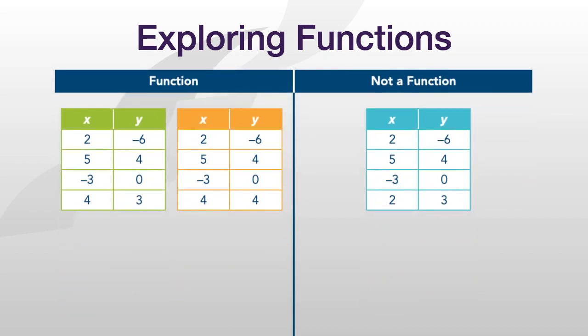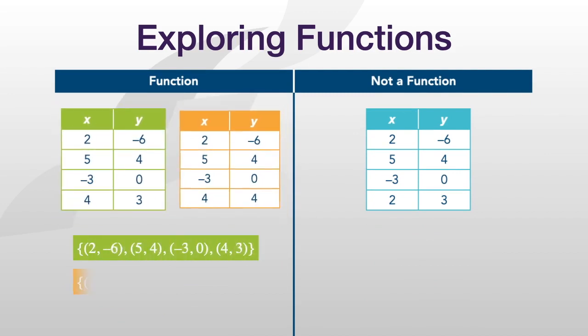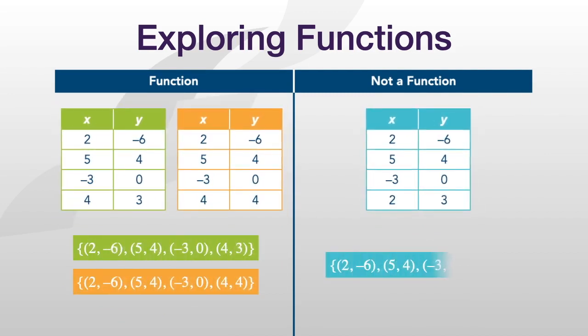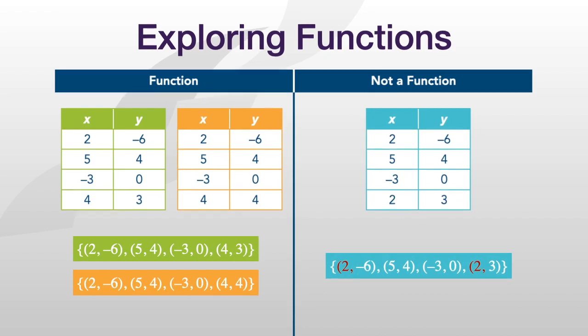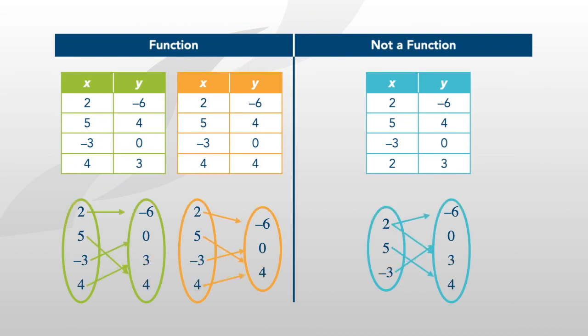We can use similar reasoning to recognize functions with other representations too. For example, in sets of ordered pairs. For the non-function, we can identify two ordered pairs that have the same x-coordinate. We can also recognize functions using arrow diagrams. The non-function shows that one of the independent values leads to two dependent values.